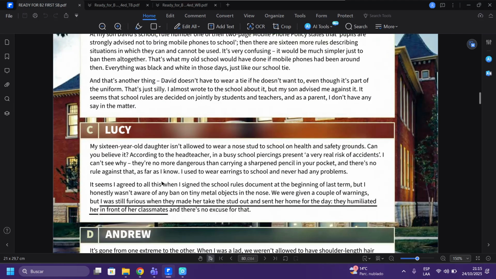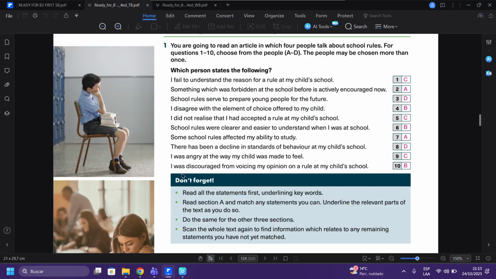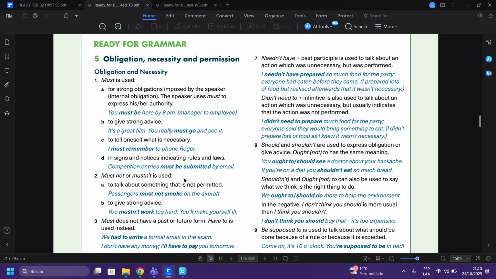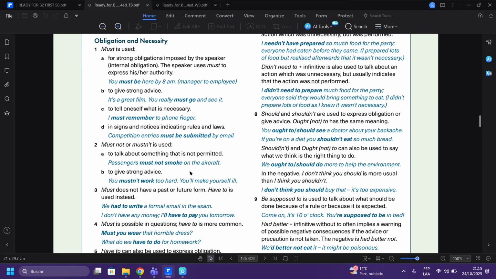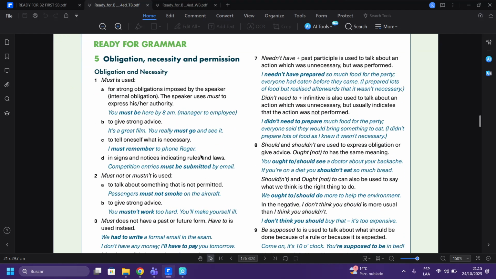So let's keep going and let's move on to the next part that is modal verbs of obligation, necessity, and permission. And for this, I'm going to explain you a little bit of grammar. And of course, as always, if you don't understand or if you don't get something, please let me know. Okay, let's start with the modal verb must. Must is used, as you probably know, for strong obligations imposed by the speaker. I mean the internal obligation. So the speaker uses must to express his or her authority.